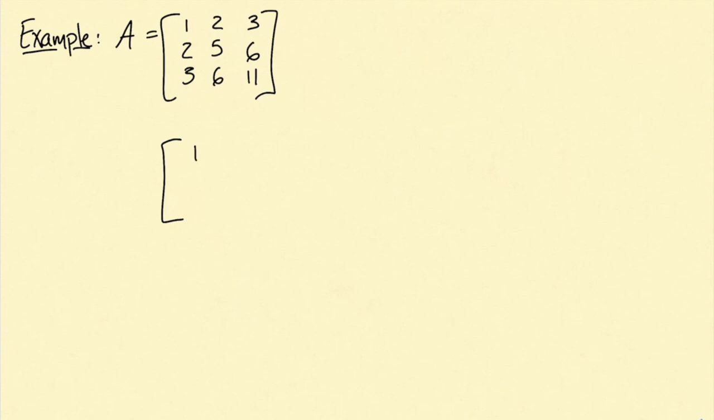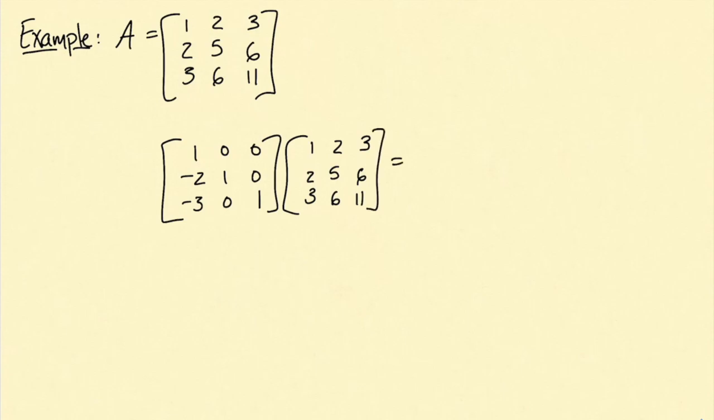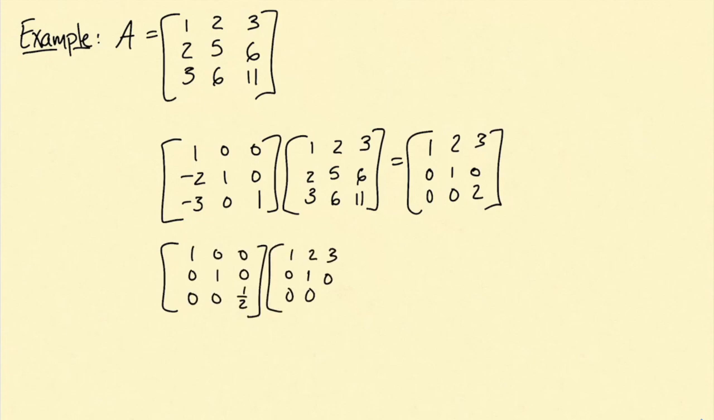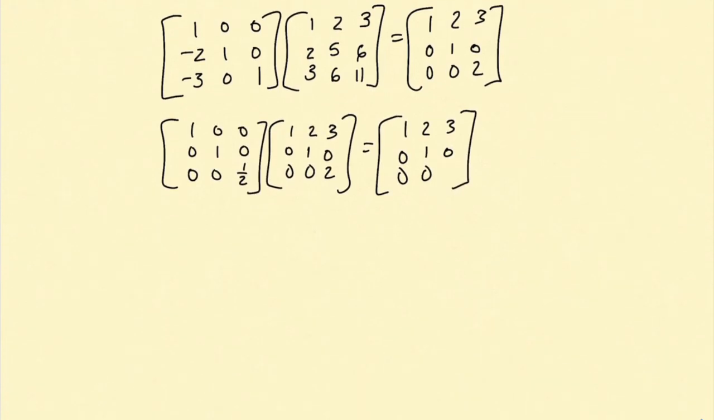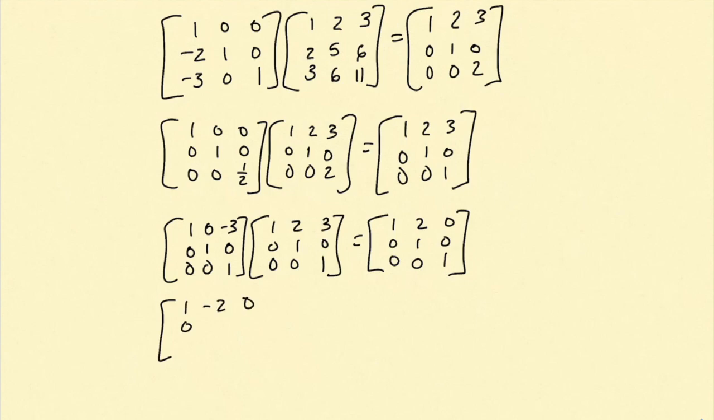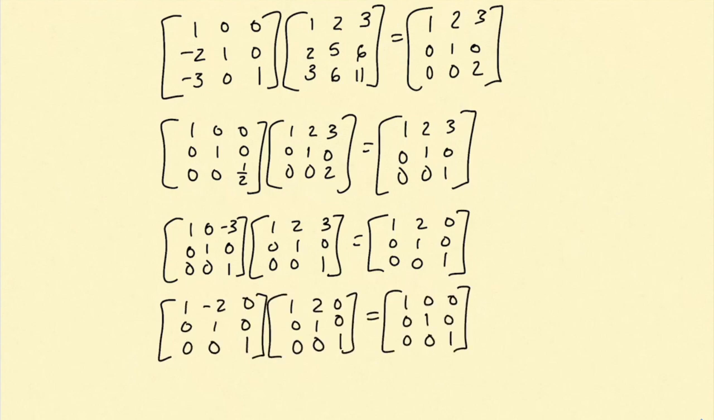So for example, if we wanted to compute the determinant of the 3 by 3 matrix with rows 1, 2, 3, 2, 5, 6, 3, 6, 11, we would start out by putting this matrix into reduced row echelon form. First, we'll replace row 2 by row 2 minus 2 row 1 and row 3 by row 3 minus 3 row 1. Next, we'll scale row 3 by 1/2. We'll subtract 3 times row 3 from row 1, and our fourth and final operation will be to subtract twice row 2 from row 1.